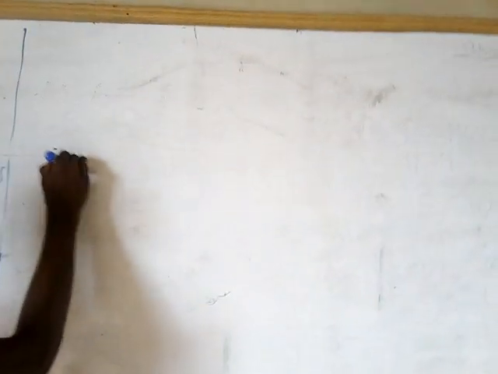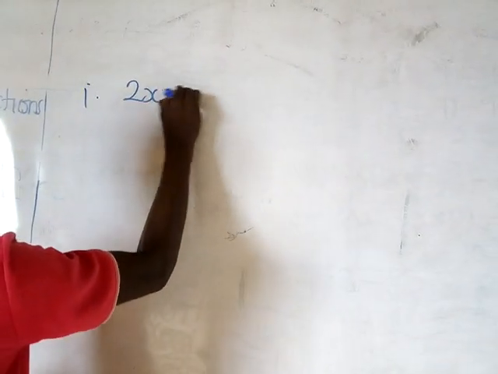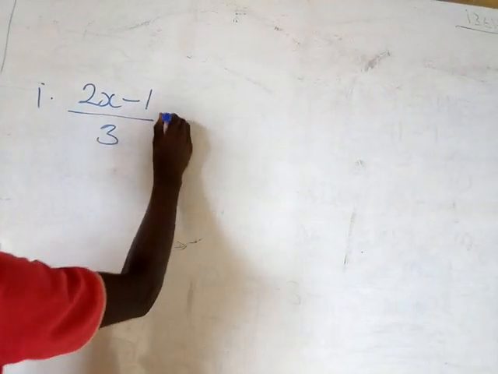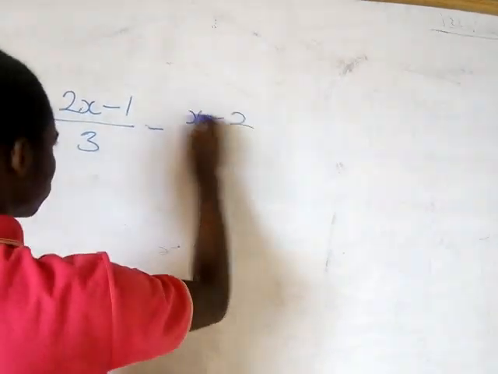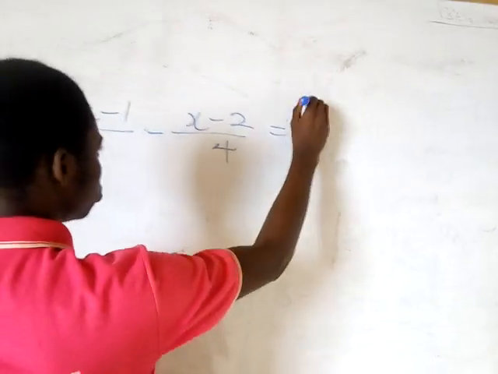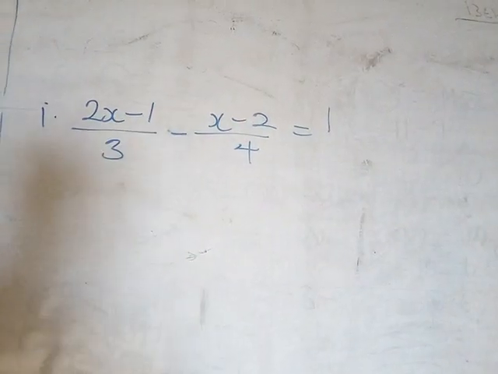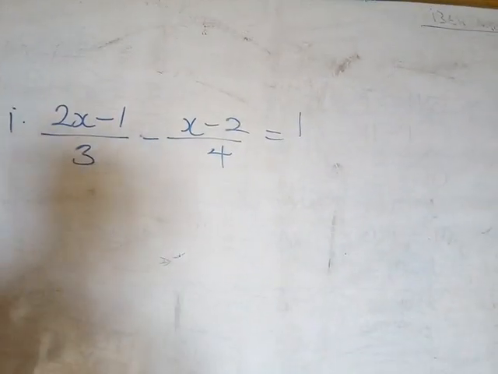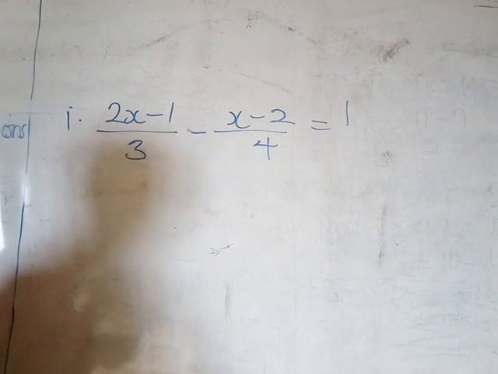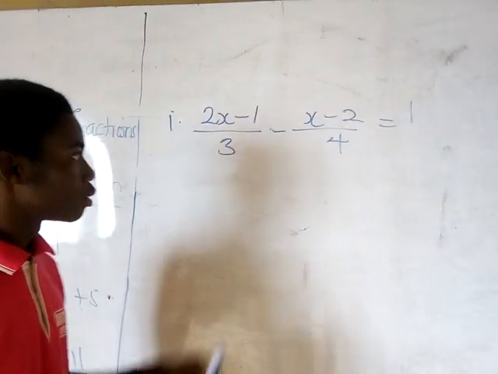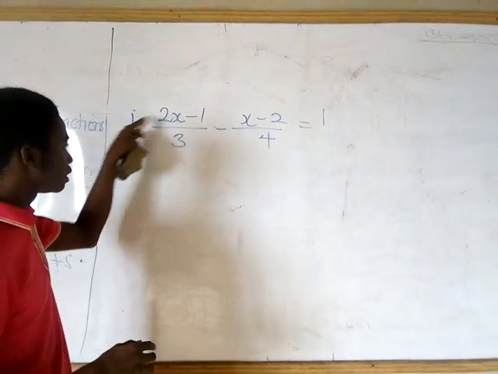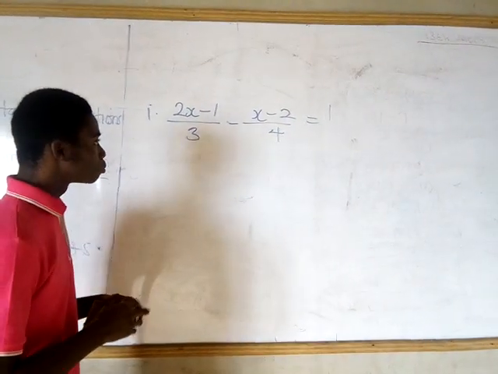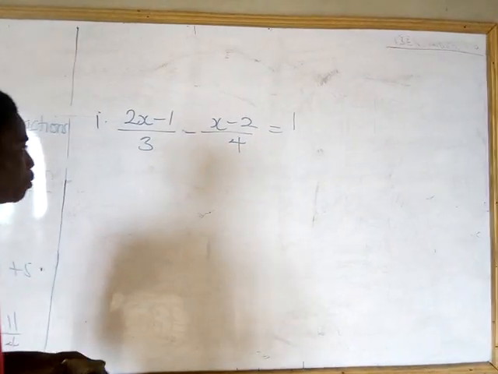And the first example is (2x - 1)/3 - (x - 2)/4 = 1. In solving this, we are told in step 4 that we should find the LCM if they are in fraction form. So this one, they are in fraction form.